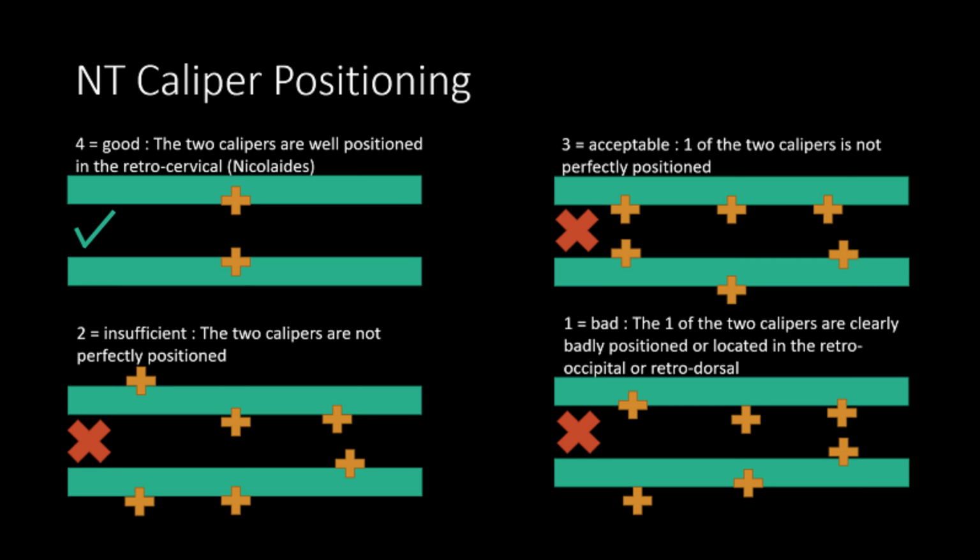You also need to choose the widest, vertical portion of the NT. Don't chase an oblique or slanting segment. The line between your calipers should be perpendicular to the long axis of the fetus, going straight across the maximum thickness of the fluid. One more trap: the amnion.